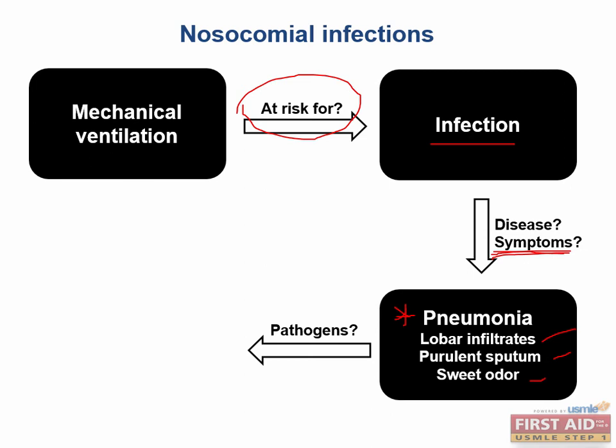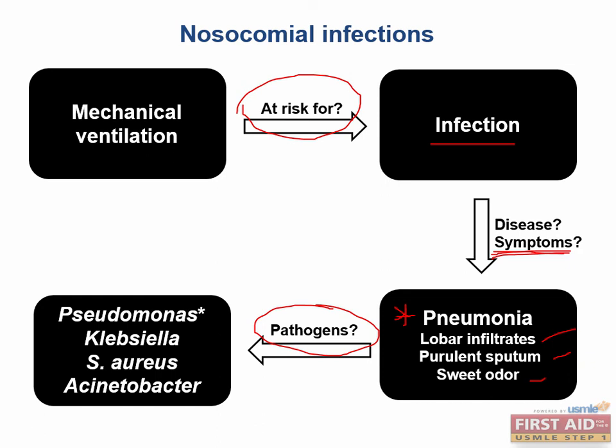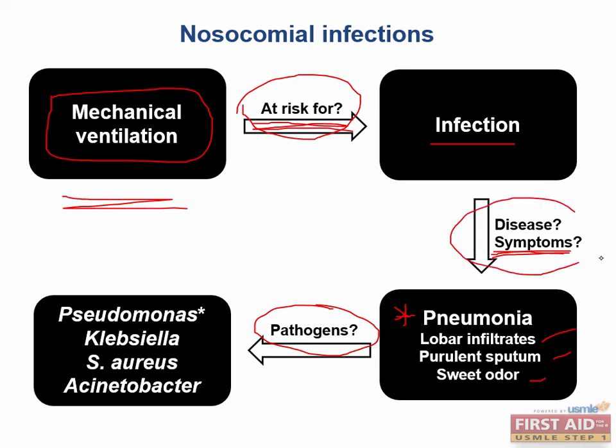Now thinking about some pathogens, which pathogens are you considering here? Well, I'd be worried about Pseudomonas, Klebsiella, Staph aureus, and Acinetobacter as well. These are possible sources of infection for patients on mechanical ventilation. I want you to remember this thought process as we list out the other nosocomial infections. I want you to think about what patients are at risk for given their circumstances. I want you to think about the disease maybe and some of the symptoms seen in the disease. And then finally, I want you to think about some pathogens that could be seen in particular circumstances.